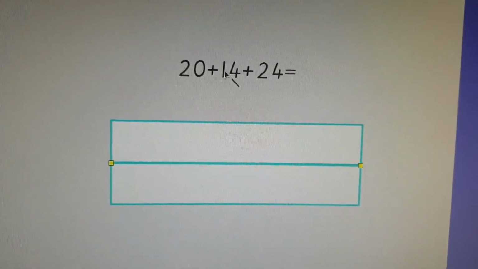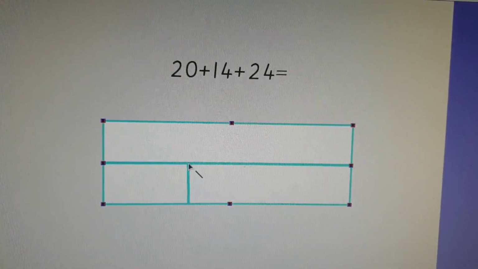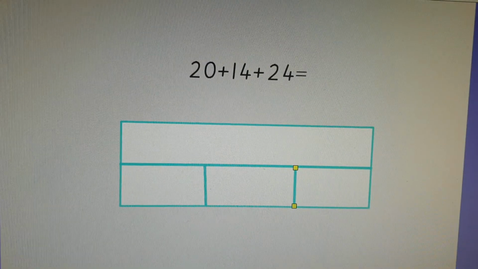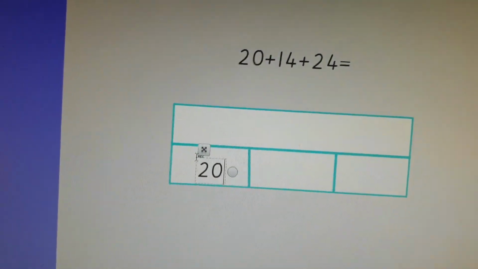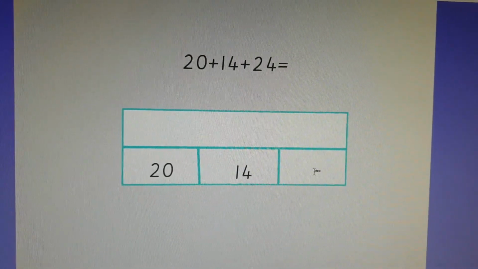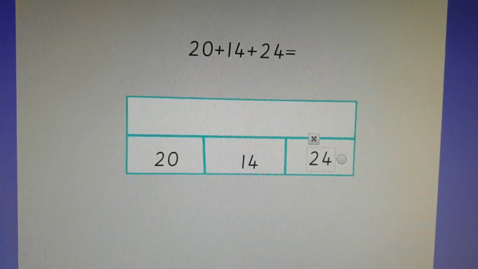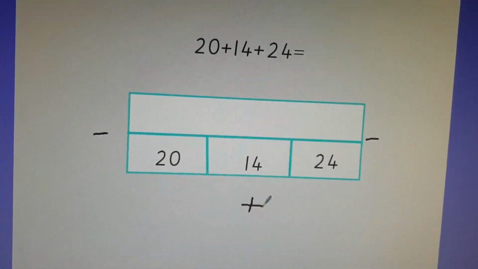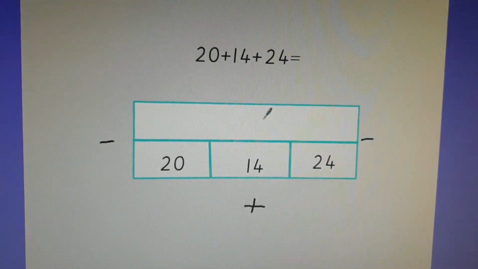This time though, I'm adding 3 numbers. So the bottom part of my bar this time is going to be split into 3. And then my 3 numbers go in the bottom. Again, it doesn't matter where you put those numbers. When you're adding, it really doesn't matter. So I'm just going to put them in order like this. So that they are all in the bar. And then again, I have takeaway signs on the side, add signs underneath. All this tells me is that all these numbers added together make that whole.